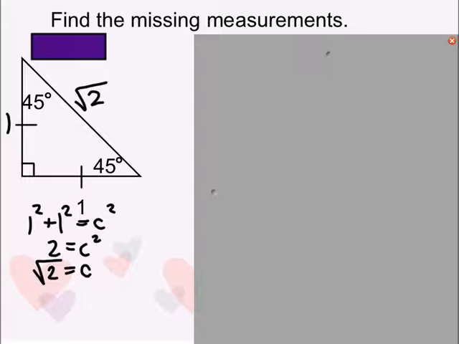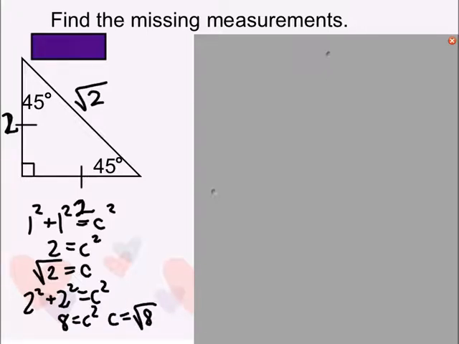The question is, does this pattern continue if maybe I change the side lengths to 2? Maybe I start with 2 here instead of 1. Well, let's plug it into the Pythagorean theorem. We get 2 squared plus 2 squared is equal to c squared. So 4 plus 4 is 8, equal to c squared. So c is equal to the square root of 8.